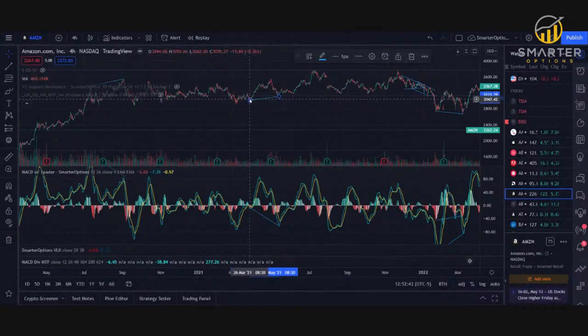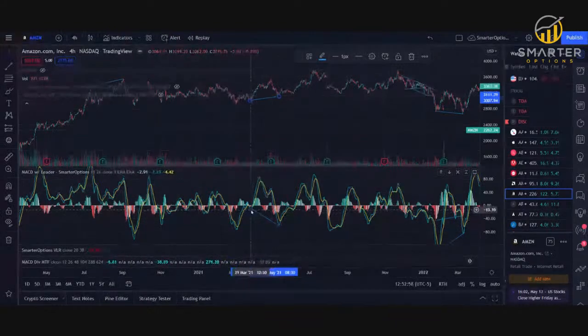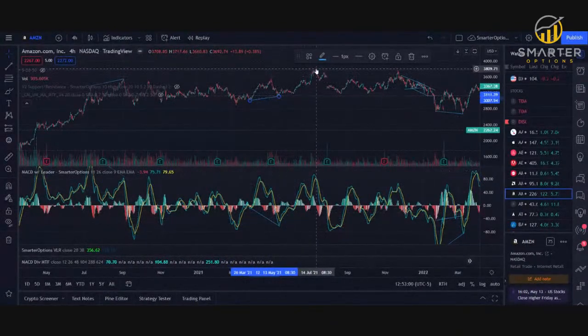Okay. This is a hidden bullish divergence, a sign of a continuation. Higher lows, but lower lows on the oscillator. Okay. Sign of continuation up.